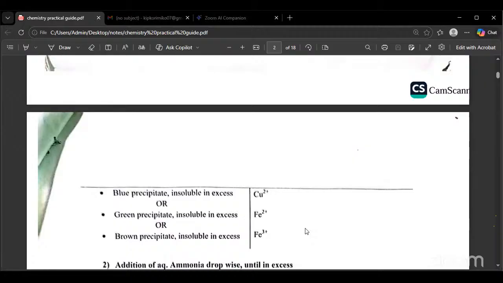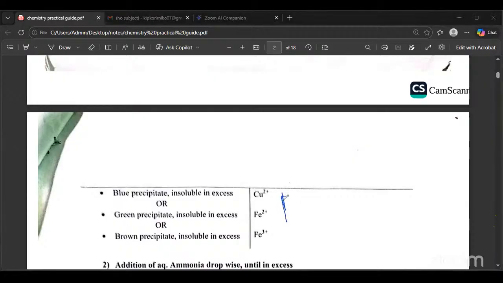If you get green precipitate insoluble in excess, it is iron 2 ions. It is a green precipitate, but it is insoluble in excess. That is iron 2 ions present. All of these ones are present. That is why I didn't have to write, because I think it will be easier when I say, is it present? So all of these ones are, let me just write this, a big one.